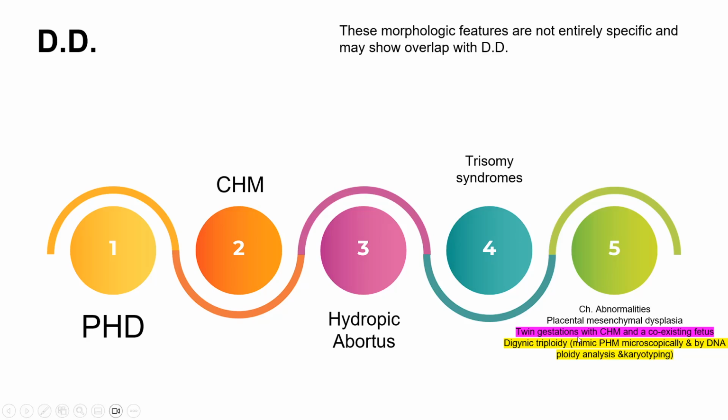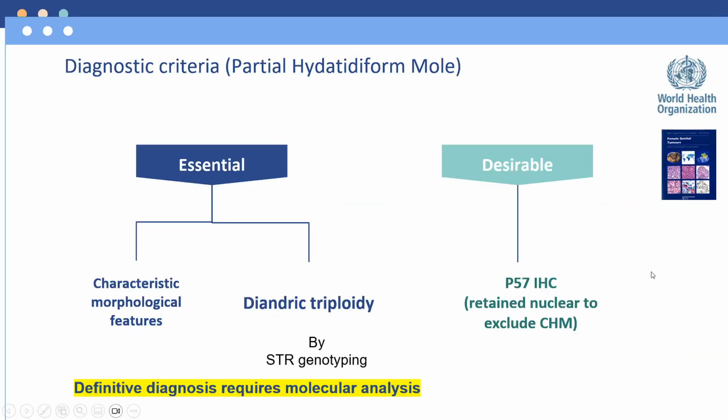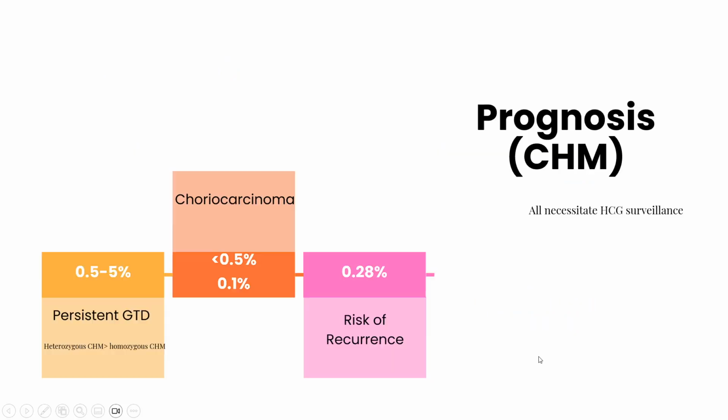Other differential diagnoses include placental mesenchymal dysplasia and digynic triploidy, and I told you about it at the beginning when we were talking about the pregnancy scenarios. And again, this will be differentiated using ploidy analysis, etc. Okay, so to wrap up, what are the essential diagnostic criteria? We have characteristic morphological features, we have a diandric triploidy, and according to WHO, the definitive diagnosis requires molecular analysis. What's really desirable is to see a retained p57 IHC to exclude the complete mole.